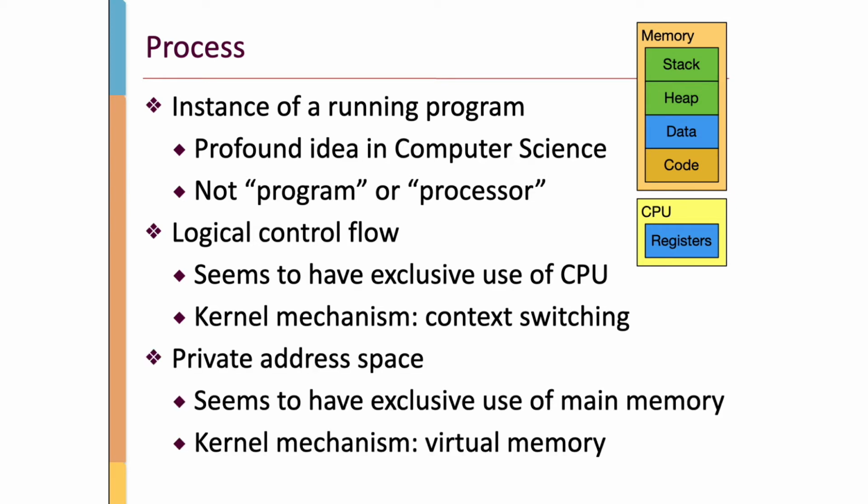The other important aspect of a process is that it has its own private address space. So not only does the process appear to be the only thing that's running on the CPU at any given time, it also appears to have exclusive use of all of main memory, and that's provided by the abstraction of the virtual memory system.